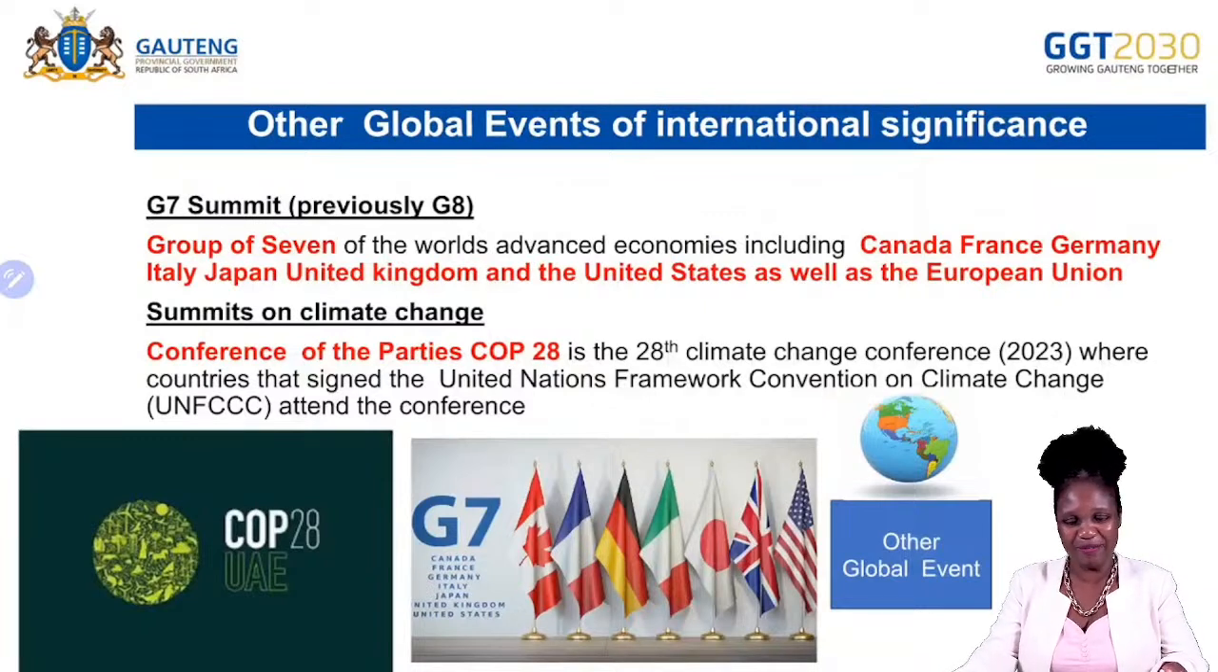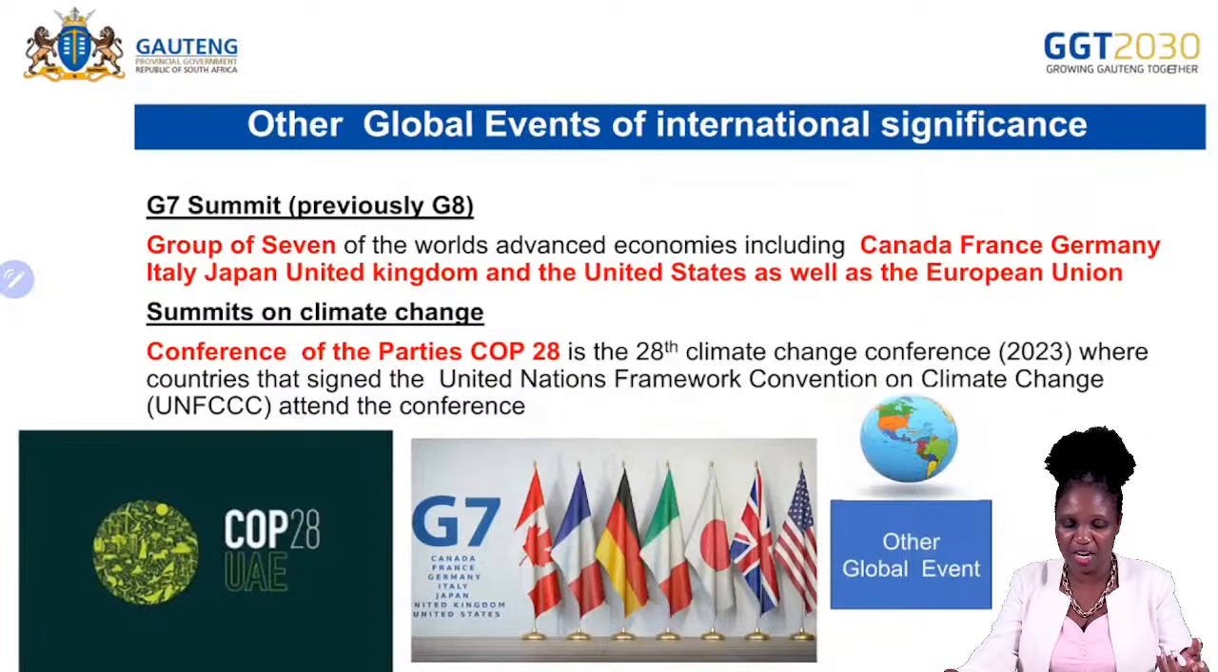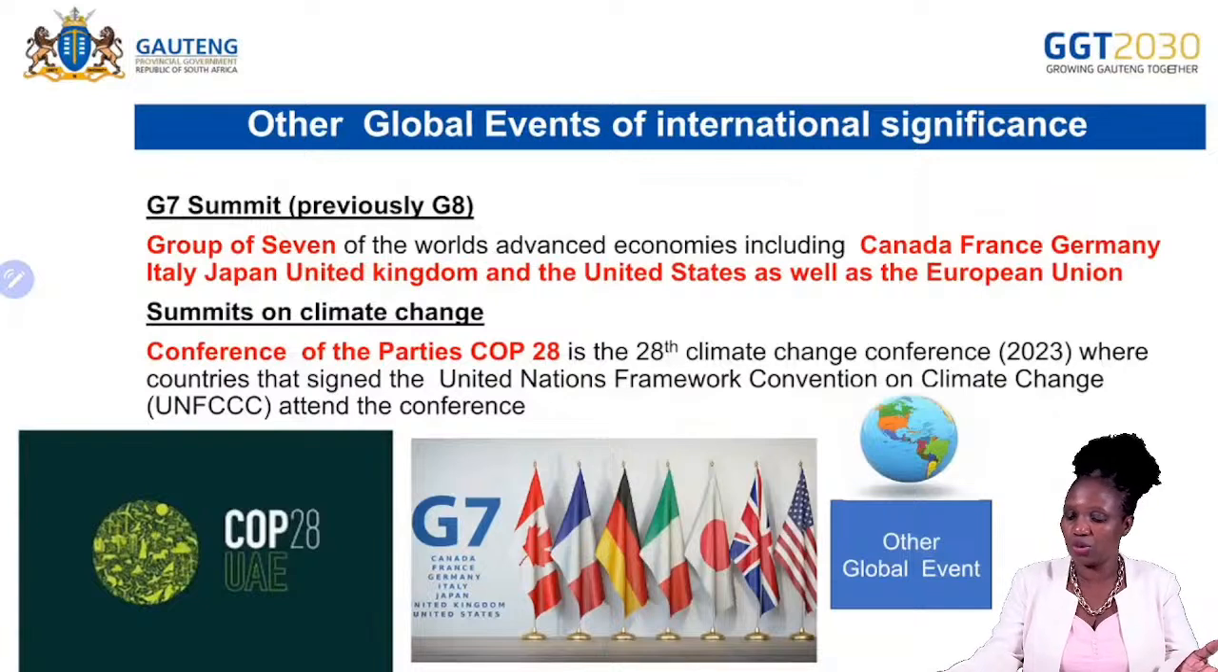We are looking at other global events of international significance. Remember, we just mentioned them in passing. We've got the G7, that is the group of 7 of the world's advanced economies. That includes Canada, France, Germany, Italy, Japan, United States of America, the United Kingdom, as well as the European Union.